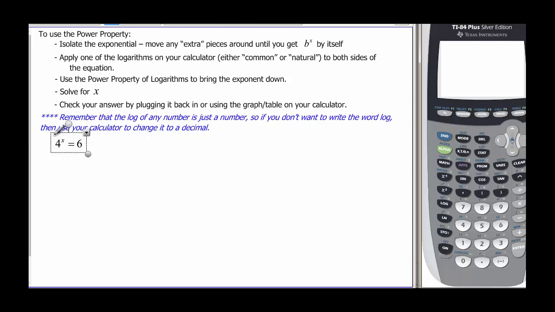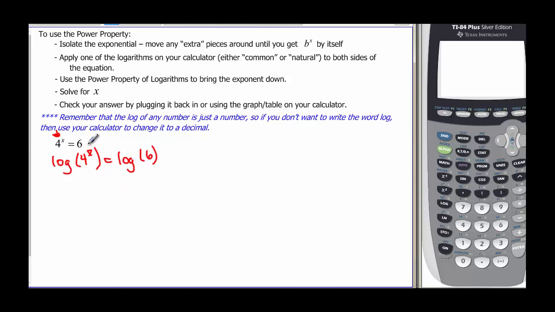4 to the x. We already have it isolated. The base, with its exponent, is already isolated by itself, so I'm ready to take the log or the natural log. This time I'll take a log, but it really doesn't matter if we take the log or the natural log. They'll give us the same answer. And then I took the log of 4 to the x, so I have to take the log of 6. That's what it means by taking the log of both sides.